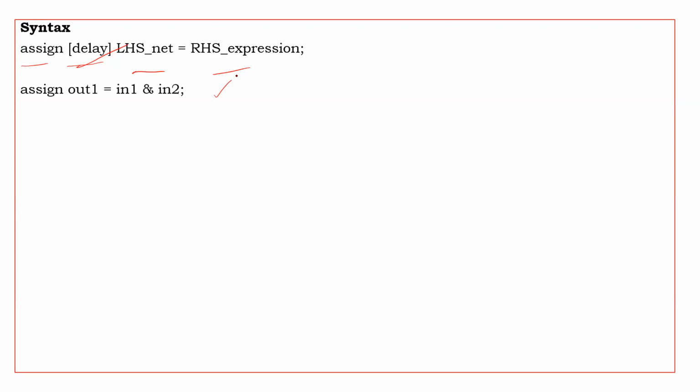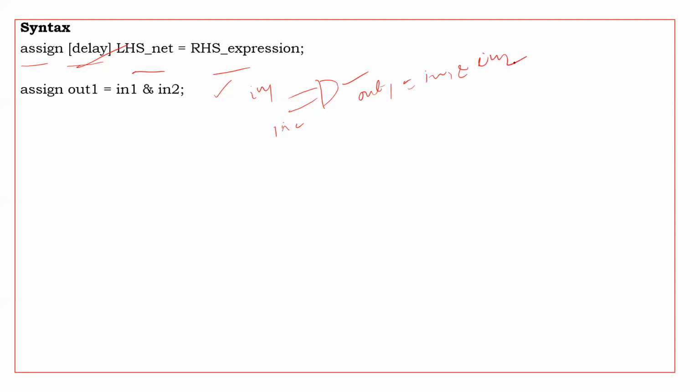So it's an AND gate. It's the AND operation. One input is in1, another input is in2, and the output is out1. So the Boolean expression for this one is out equals in1 AND in2.